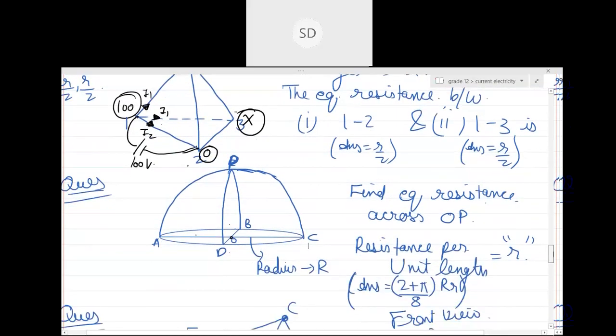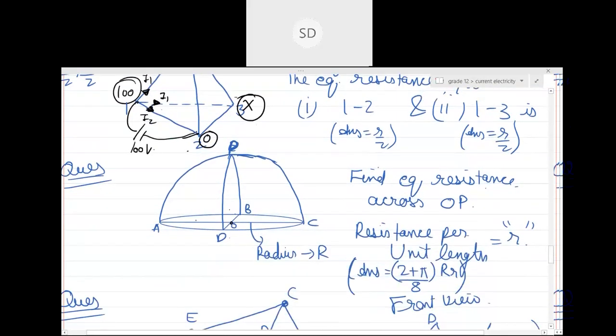Now the next part of the question is we need to find out the equivalent resistance across OP. How will we start with this particular thing? We'll name this as, let's say, what shall I name it? Let's name it 0 and let's name this as 100, right?